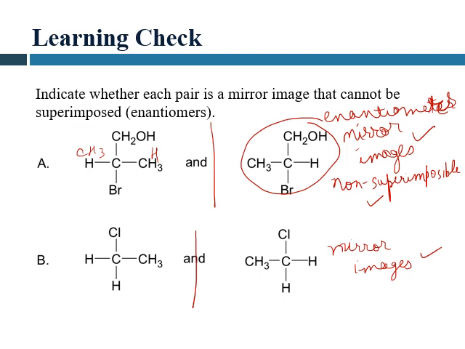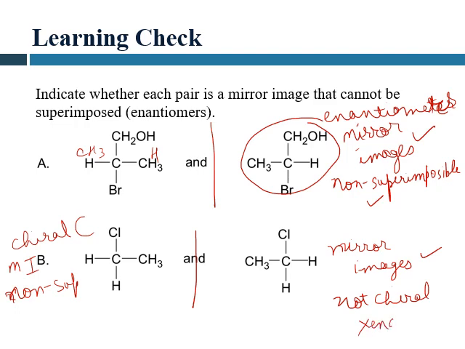But first thing, are these even chiral? There are three criteria. One is they should have a chiral carbon. At least one carbon should be chiral. They should be mirror images. And then they should be non-superimposable. In this case, these are not chiral carbons, which means these are not chiral, which means they are not enantiomers. So what is important is to see if these three criteria are met or not.